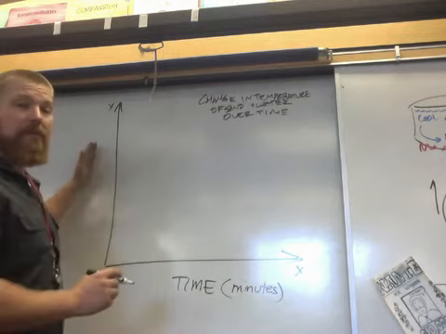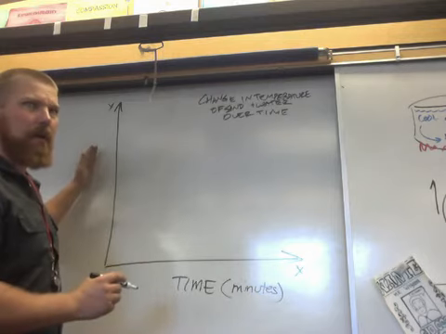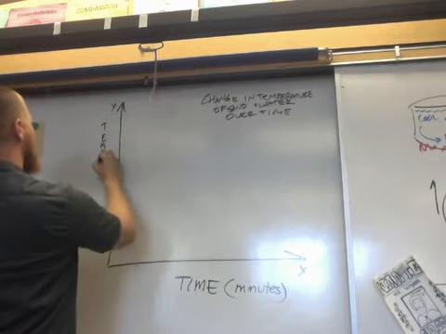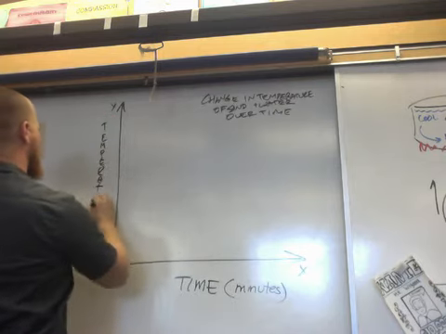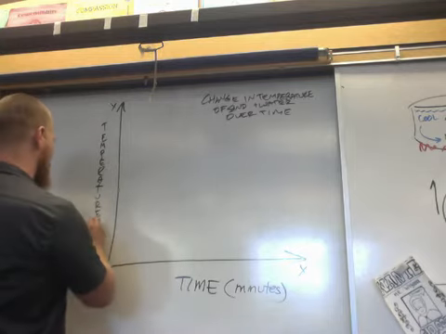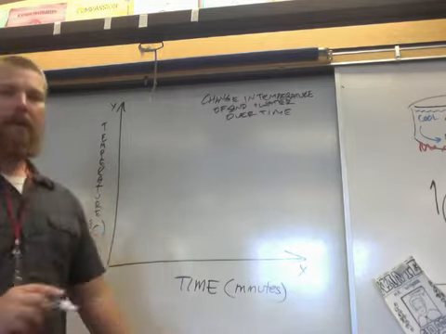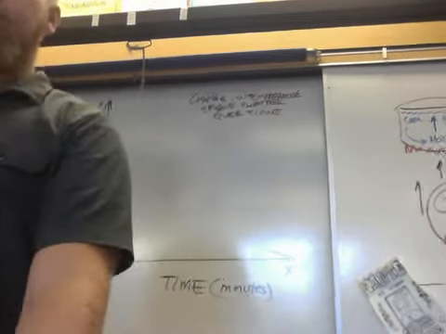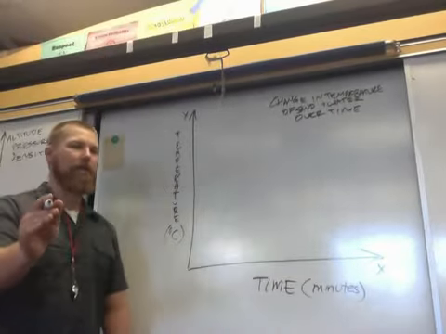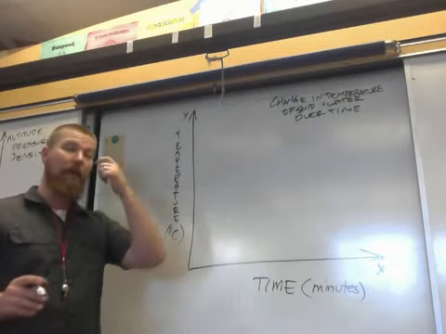And on this one, temperature. What were our units of temperature? Degrees Celsius. So put that in parentheses right there. Now, how often did we check our temperature? We checked it every minute for 20 minutes.